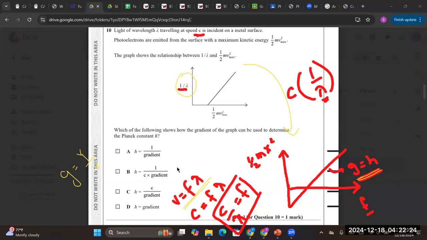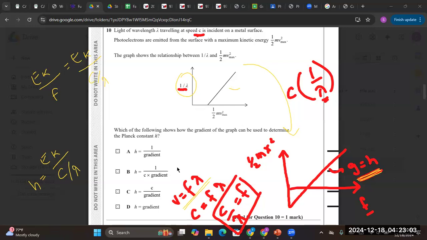So in this graph, I had told you gradient is equals to Planck constant. So on the y-axis, we have kinetic energy, and on the x-axis, we have frequency. So I just showed you that frequency is equals to c upon lambda. Okay, so the gradient of the line is equals to, this is what Planck constant is equals to. Planck constant is equals to gradient of the line. So that is equals to kinetic energy divided by speed of light divided by wavelength.